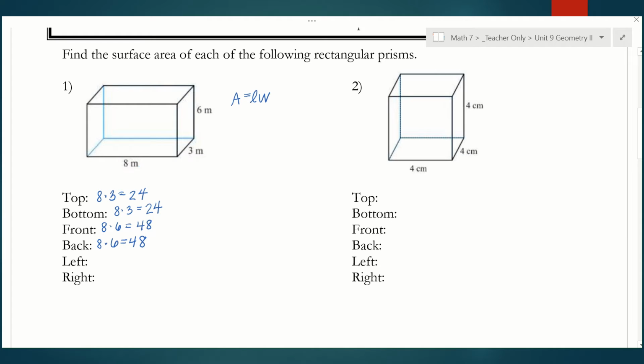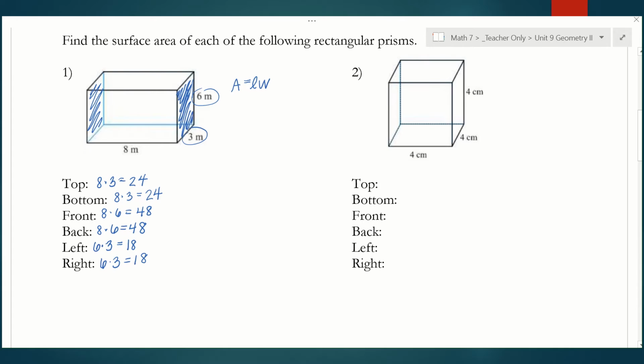All right, so the last two sides we have are the left and right. I'm actually going to do the right side first because here's the right side. I know the length and the width, 6 and 3. And I know that's the same as the left side, which is over here. So I can say both of those are 6 times 3, which is 18.